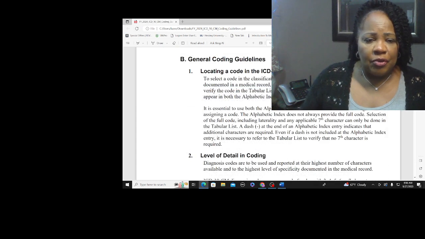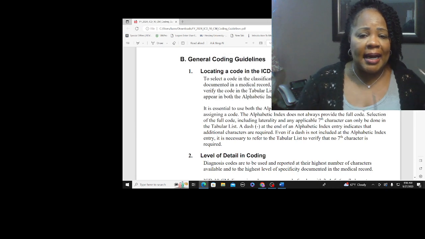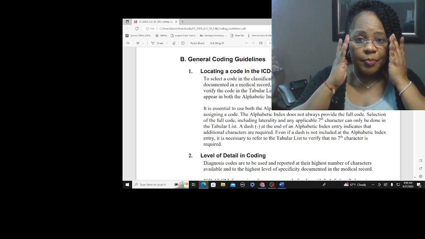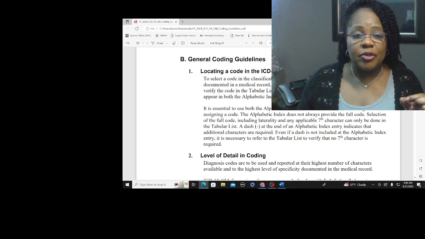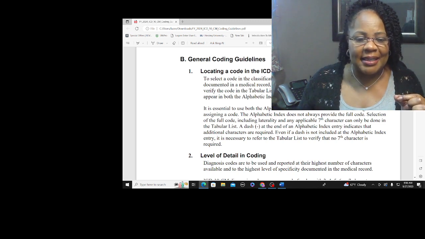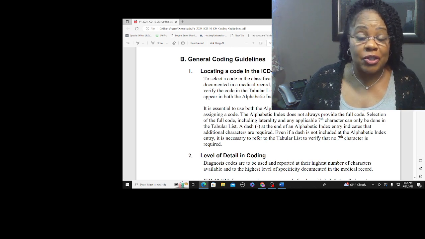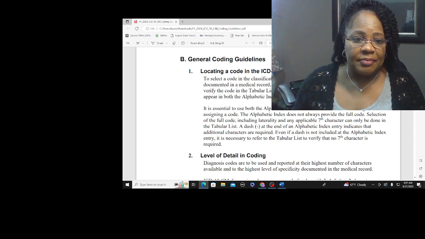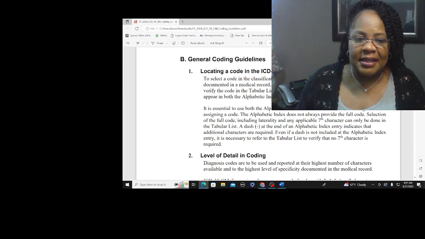Let me first show you the official coding guidelines. B is general coding guidelines. Number 1, locating a code in the ICD-10-CM. It says to select a code in the classification that corresponds to a diagnosis or reason for visit documented in a medical record. First, locate the term in the alphabetic index and then verify the code in the tabular list. Read and be guided by instructional notations that appear in both the alphabetic index and the tabular list. It is essential to use both the alphabetic index and tabular list when locating and assigning a code.